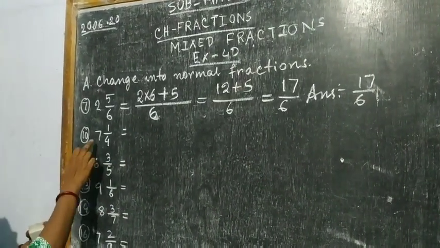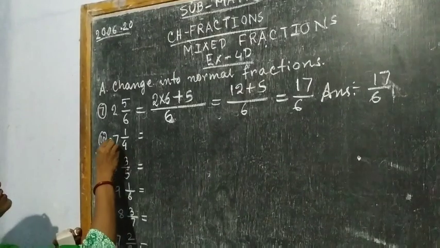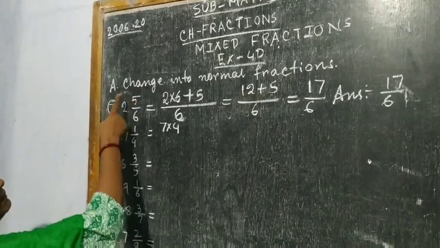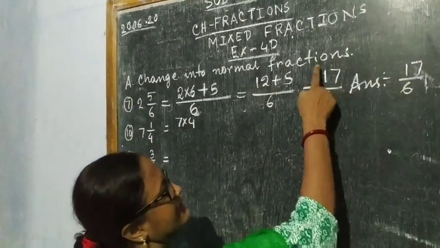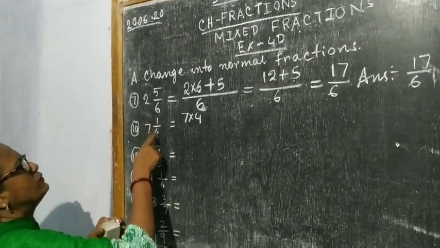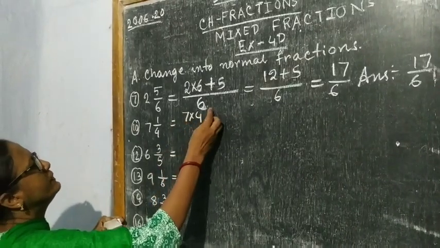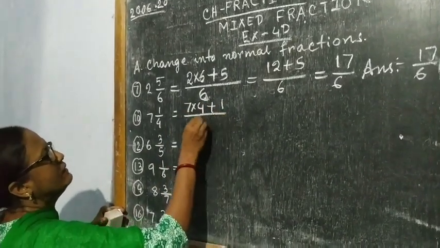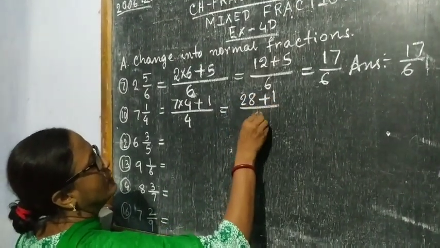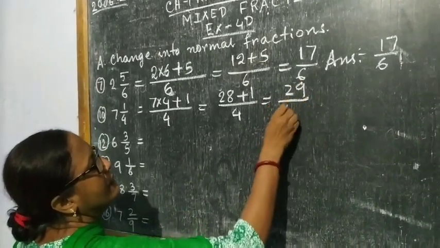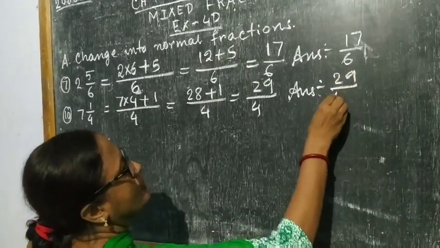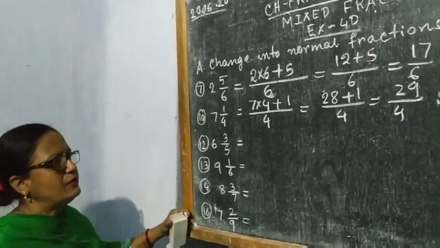Now sum number 10: 7 1 by 4. See children, this is a mixed fraction, but 17 by 6 is a normal fraction. Now see sum number 10. 7 1 by 4 equals 7 into 4 plus 1 by 4. So 7 fours are 28 plus 1 by 4, that means 29 by 4. So the answer is 29 by 4. So 29 by 4 is a normal fraction.